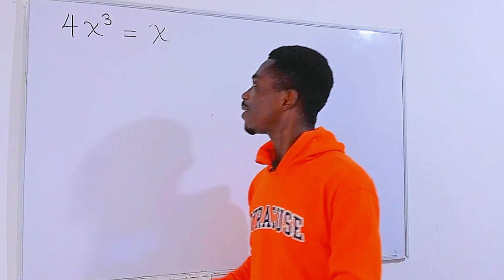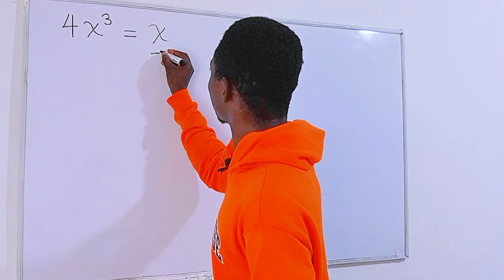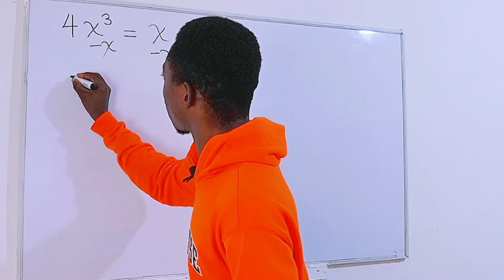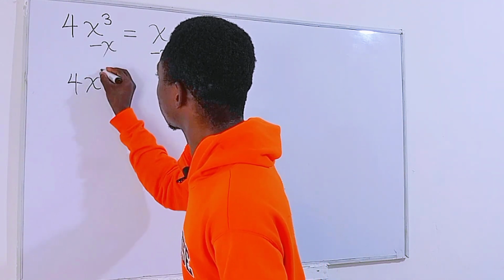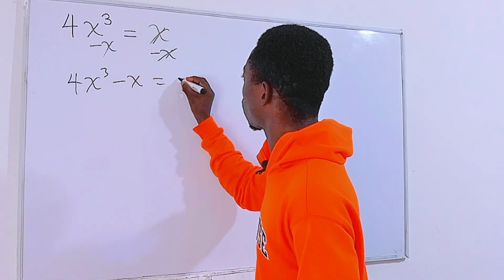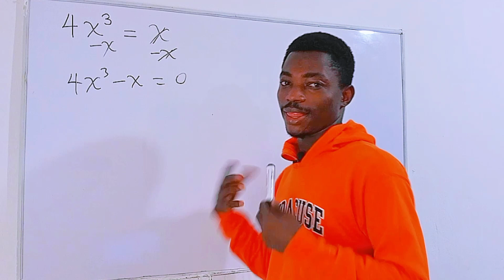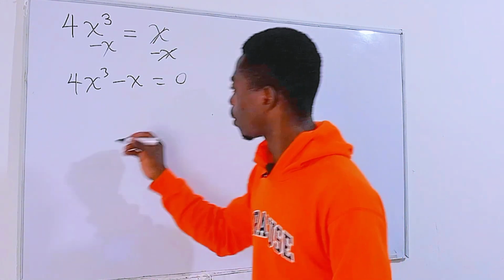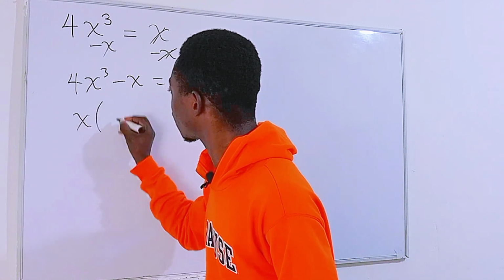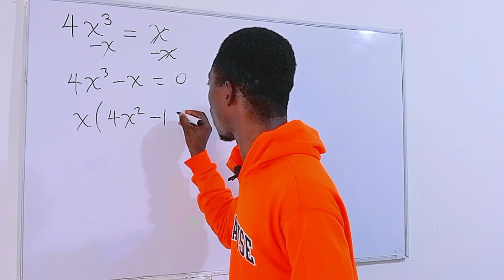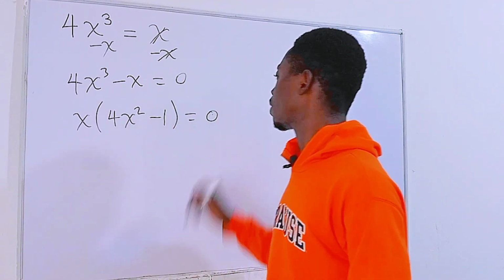Let's begin. First of all, let's subtract x on each side of the equation so that on the left hand side we will have 4x cubed minus x, and on the right hand side it is 0. And now we can clearly see that x is common, so we can take it out. So we have x times (4x squared minus 1) is equal to 0.